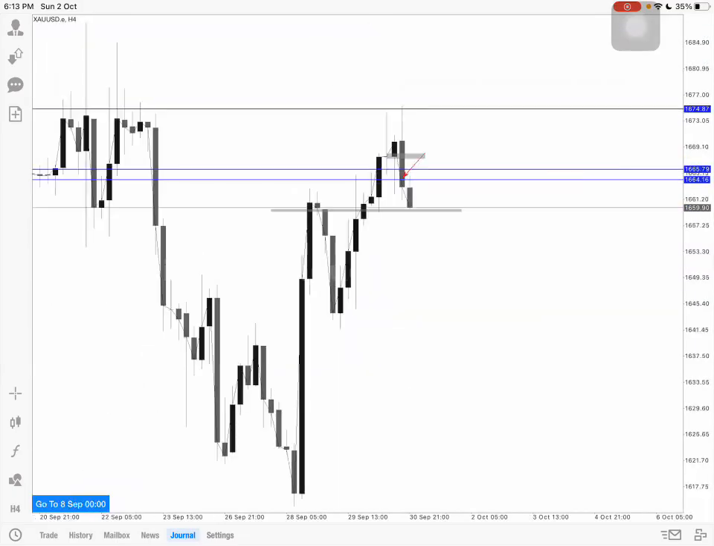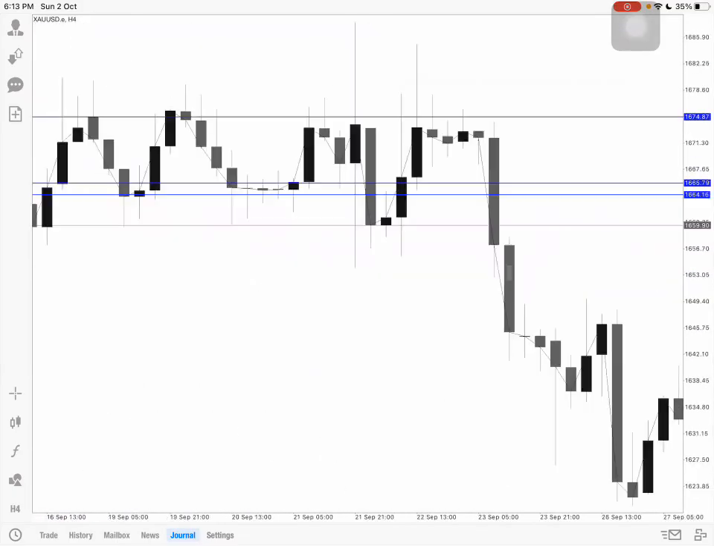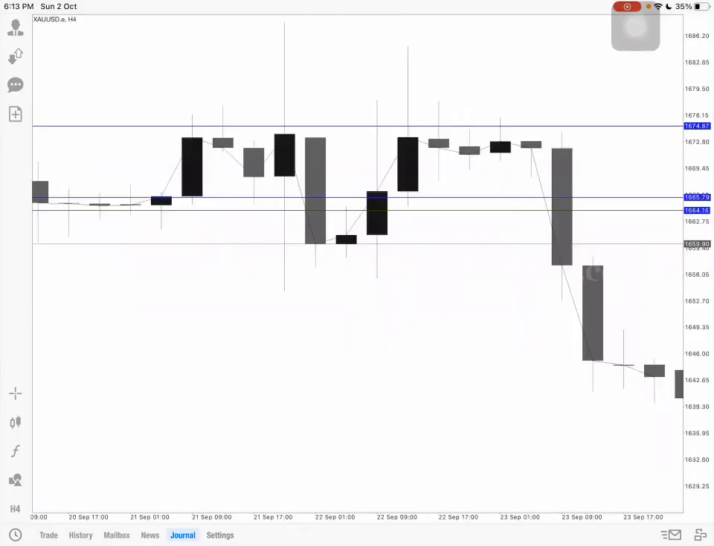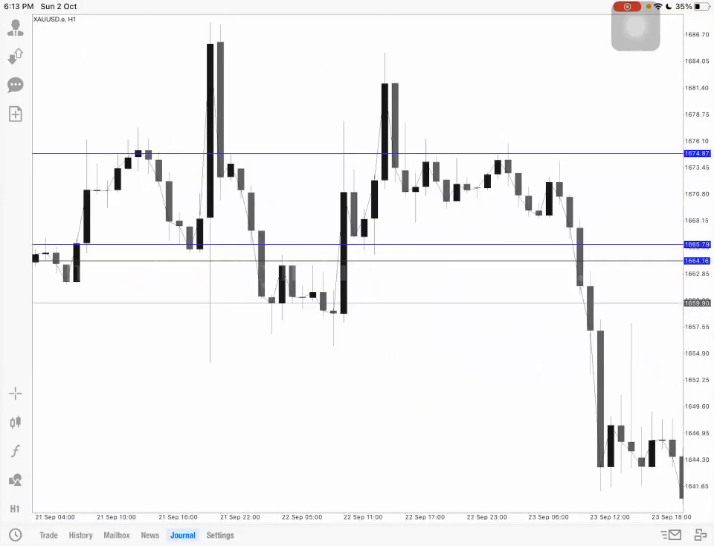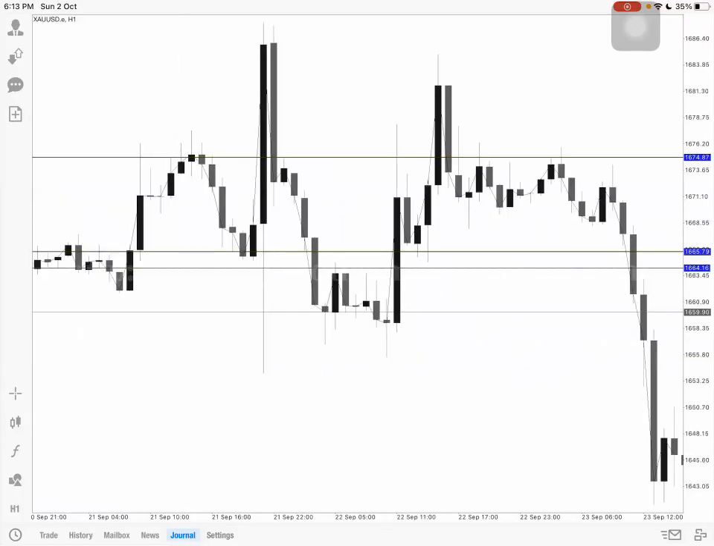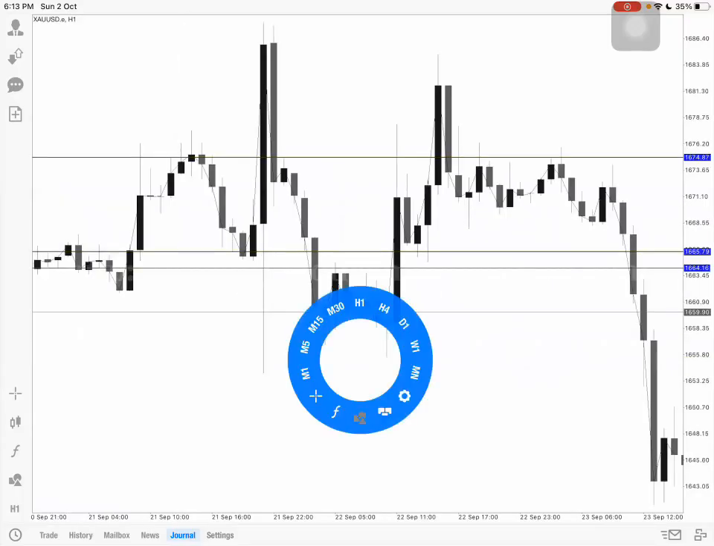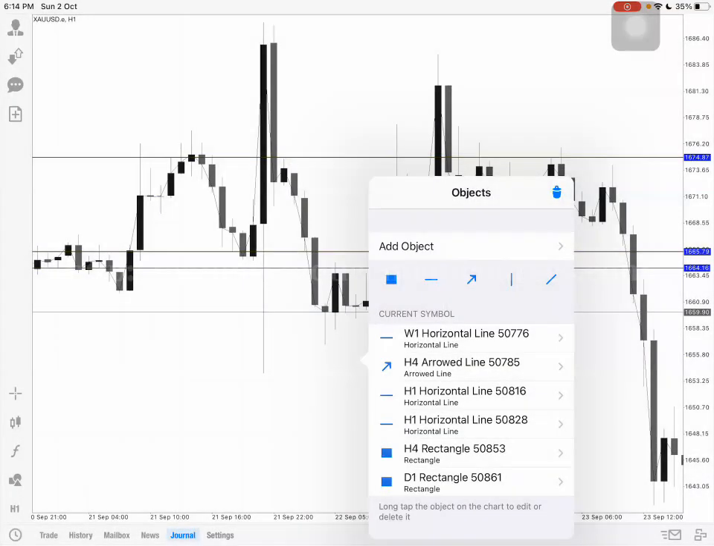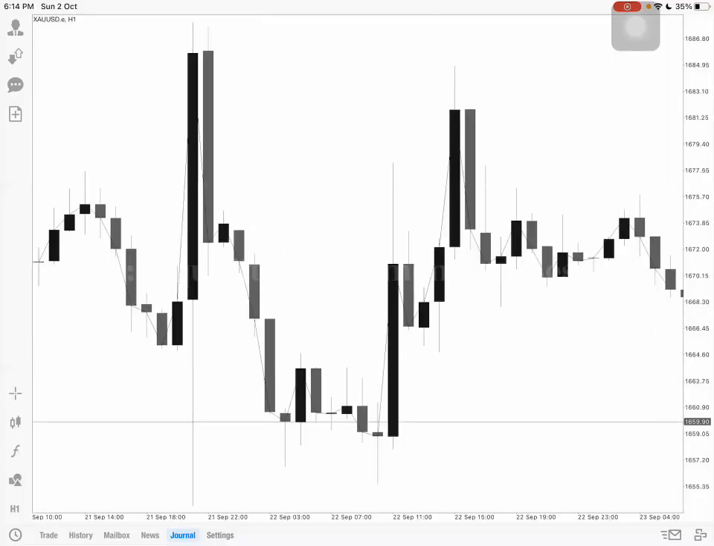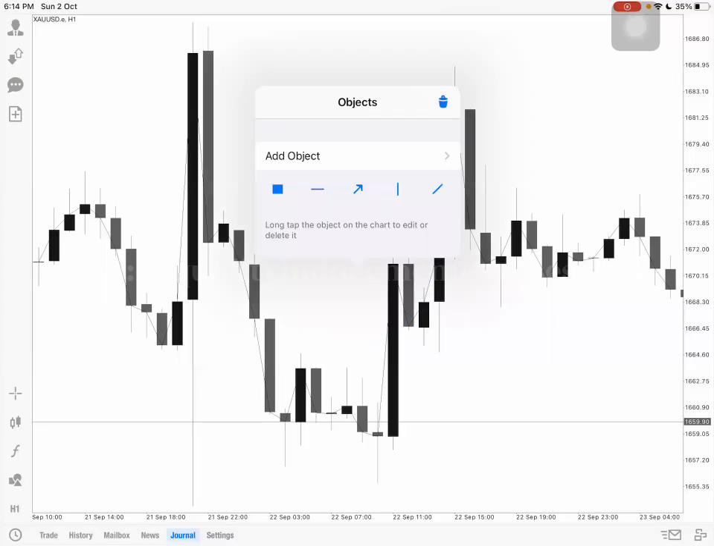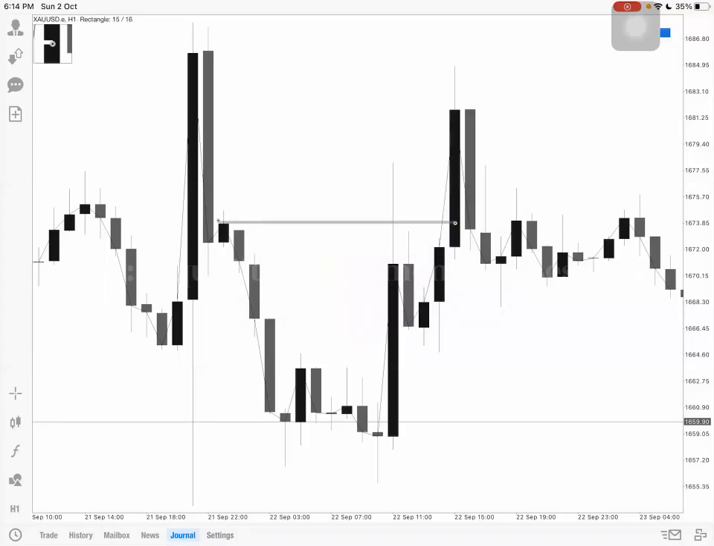So the rules always apply. Same thing, always applies. So let's backtest some more. You see how it broke the level? This one I got BE, this one. Here, this is our first level. This is our second level.